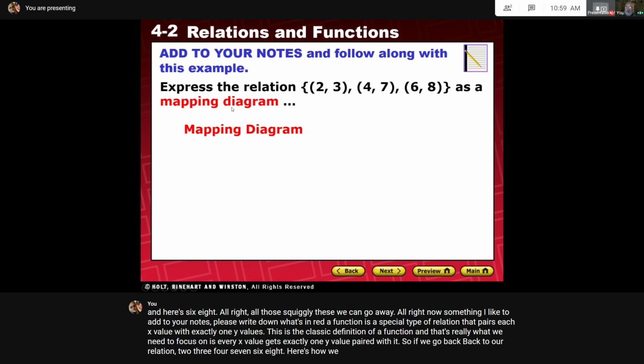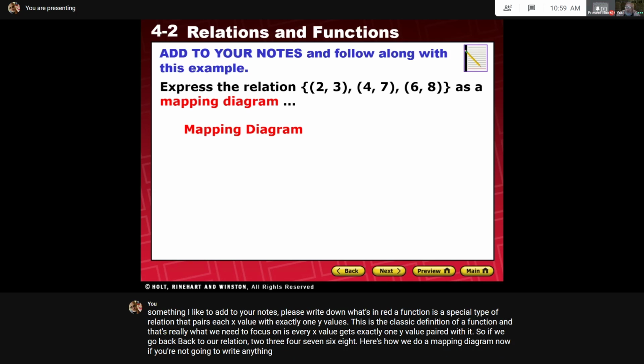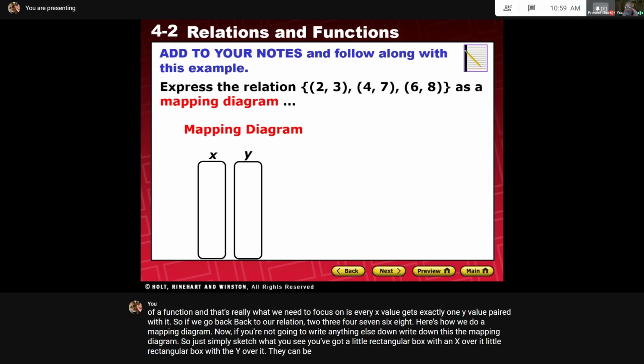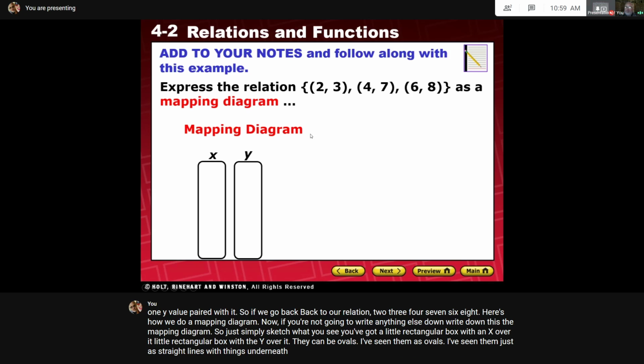So if we go back to our relation 2, 3, 4, 7, 6, 8, here's how we do a mapping diagram. Now, if you're not going to write anything else down, write down this, the mapping diagram. So just simply sketch what you see. You've got a little rectangular box with an X over it, a little rectangular box with a Y over it. They can be ovals. I've seen them as ovals. I've seen them just as straight lines with things underneath, but this is kind of a traditional mapping diagram here.